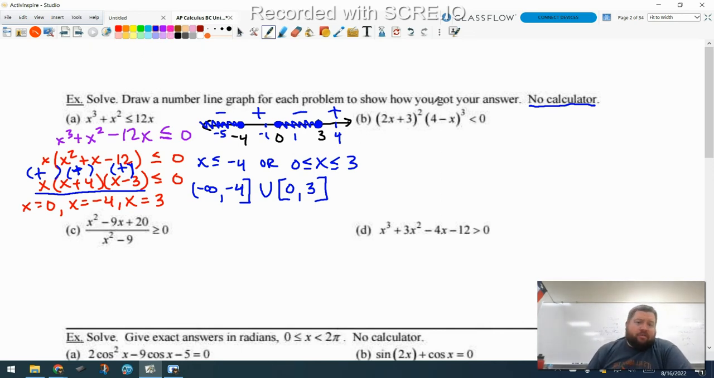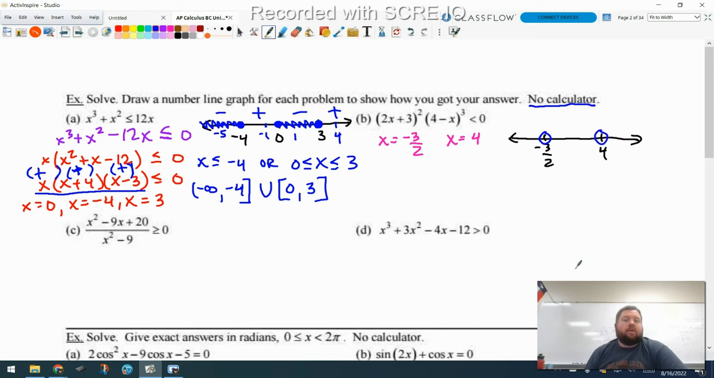All right, this one's already factored, so we can just find our critical numbers right away. So x equals negative 3 halves, minus 3 divided by 2, and x equals positive 4. So we're going to put those on our number line. We're trying to figure out where this is less than 0. And since it's just a regular less than, not equal to, we want open circles. All right, and I'm not going to write my numbers that I'm testing. We'll just do that in our head, but we're doing the same thing here.